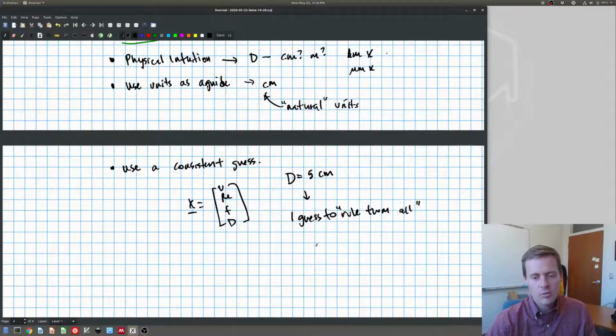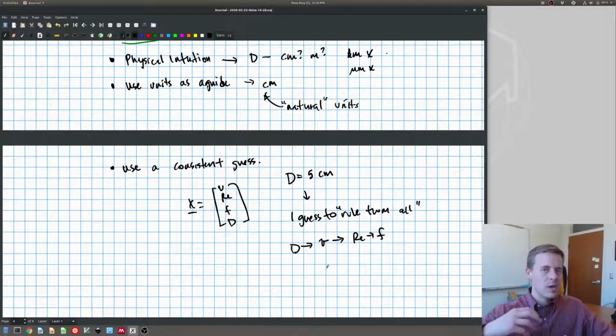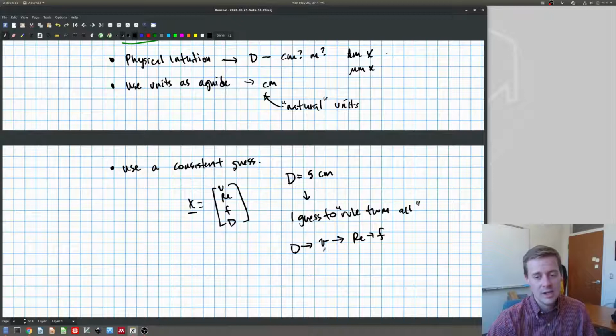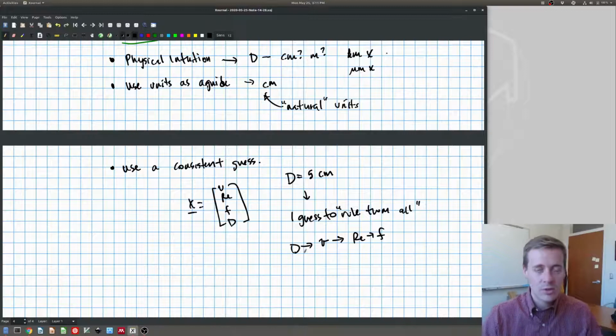If I use one guess here, I can use D to get the velocity, to get the Reynolds number, to get the friction factor. They're now consistent with each other. And so the background solver has to do less work to make sure everything else is agreeing. It's also easier for you. You don't have to come up with a new velocity guess. If you guessed a diameter and you guessed a velocity, and they're not consistent with each other, that's introducing error already. So if you can, come up with one guess.